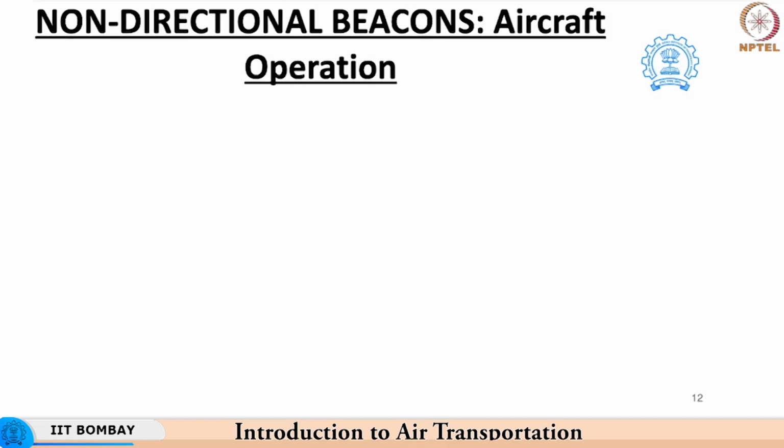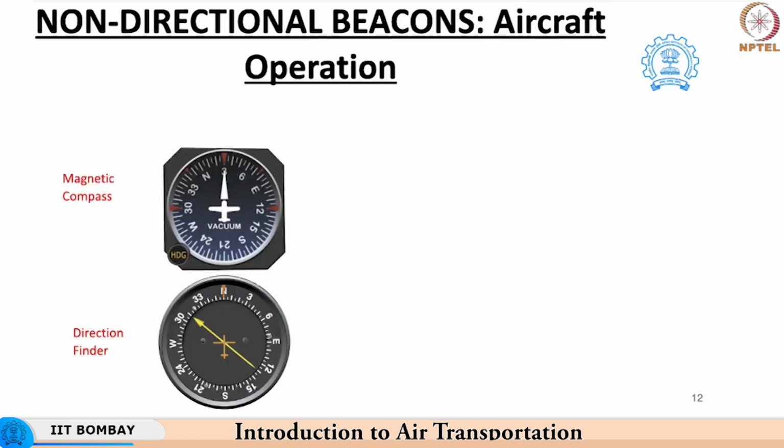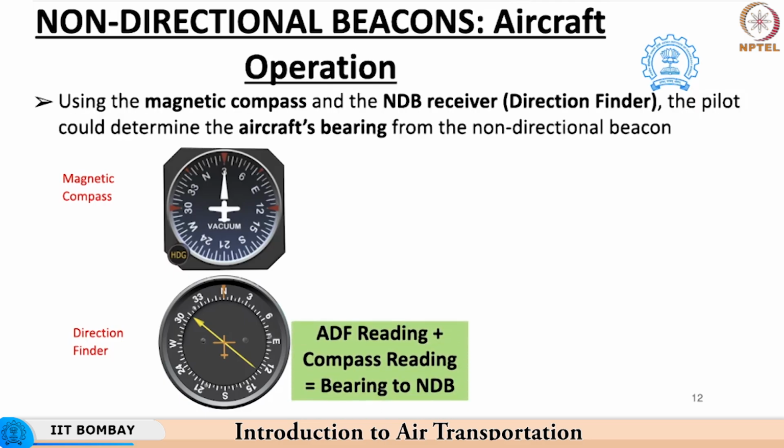Now let's see how the operation or the usage of this equipment occurs in flight. To carry out navigation using the NDB equipment, we need to make use of an additional equipment that is on board with us, that is the magnetic compass. So, using these two instruments, the magnetic compass and the direction finder instrument, we can calculate the relative bearing that the aircraft is flying with respect to the navigation aid, that is the NDB station.